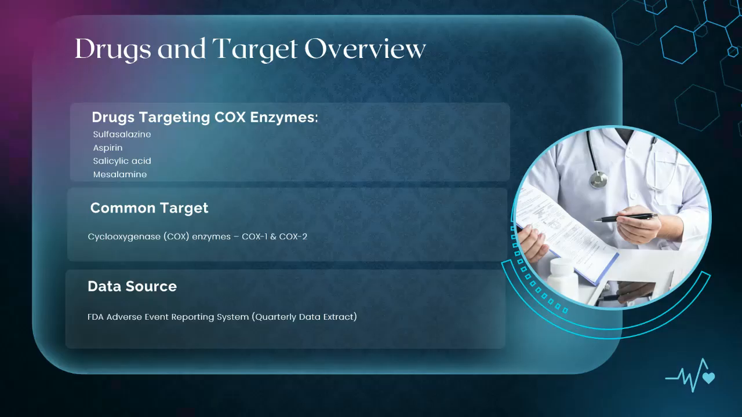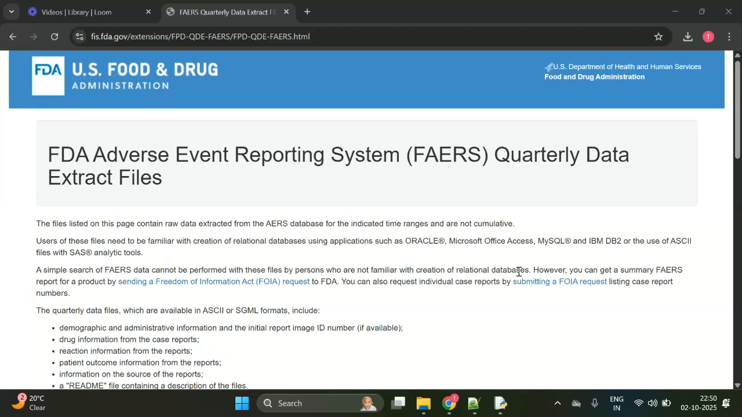So the drugs that we are going to use for today's demo are sulfasalazine, aspirin, salicylic acid, and mesalamine. All of them have a common target, the COX enzymes, COX1 and COX2. And the data source that we are going to use is the FDA's Adverse Event Reporting System quarterly data extract. Now let us start the demo.